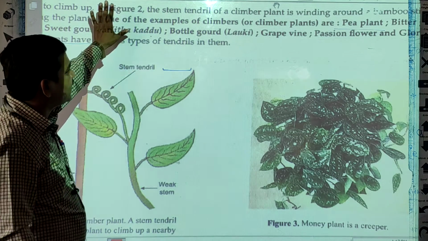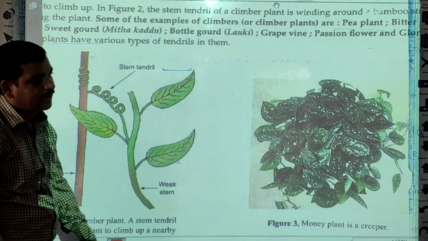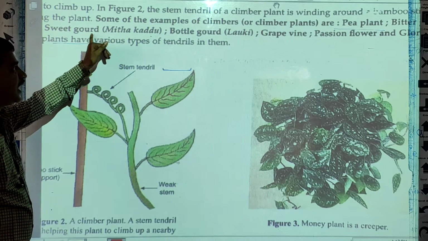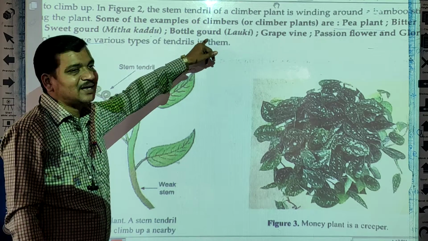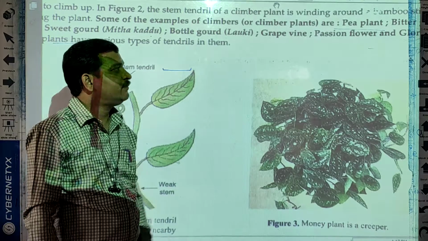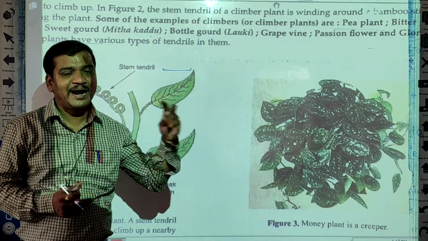Now next, what are the examples? Examples of climbers are pea plant, bitter gourd, then sweet gourd, meetha kaddu, then bottle gourd, that is lauki, grape vine and passion flower. These are the examples of climbers.